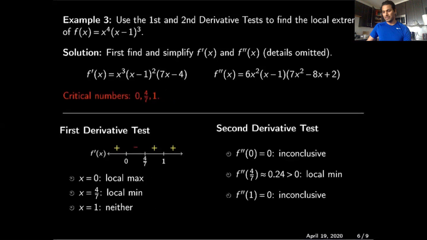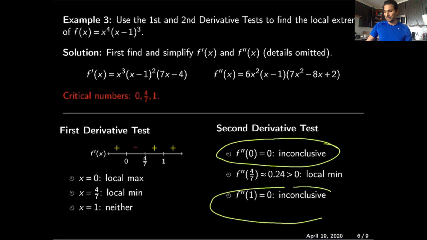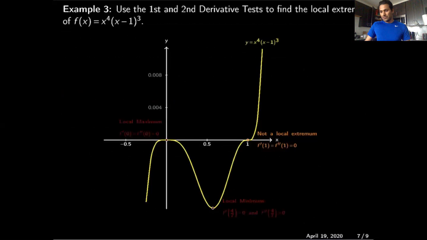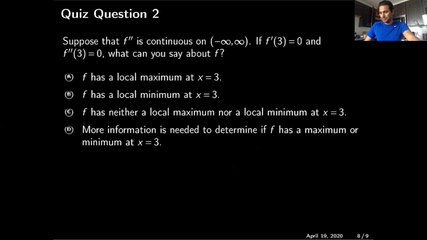But when we do the second derivative test, no conclusion can be drawn on 0 and 1. So the test is inconclusive. So the second order derivative test is not effective when the second order derivative is 0 at that critical value. So here is also the graph of the function where you can see where local max and min occur, and where they do not occur, but you have to use the first order derivative test.